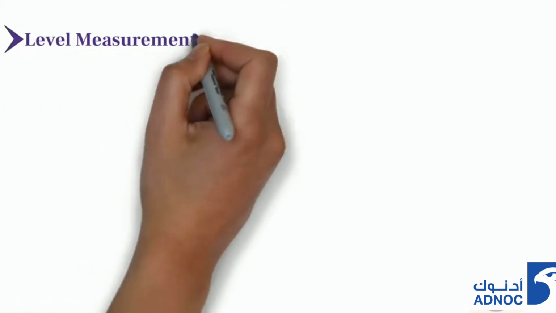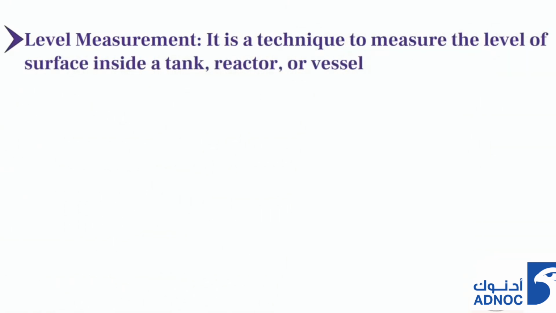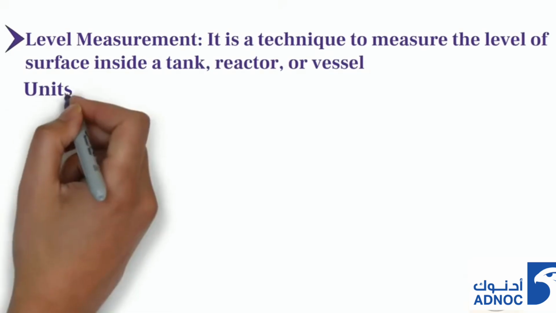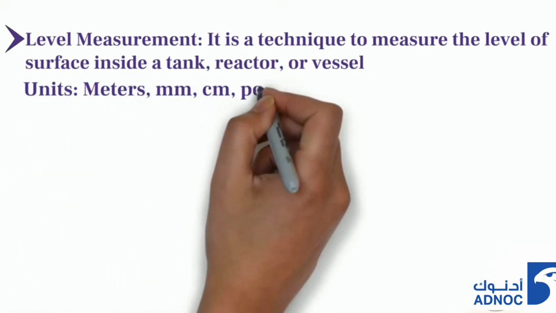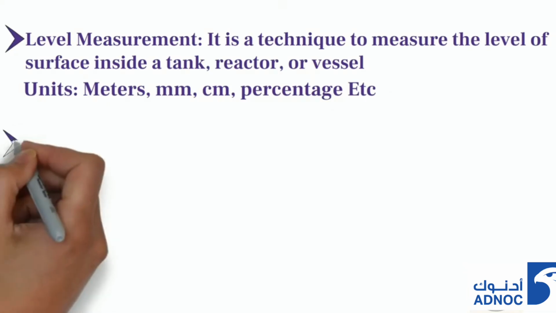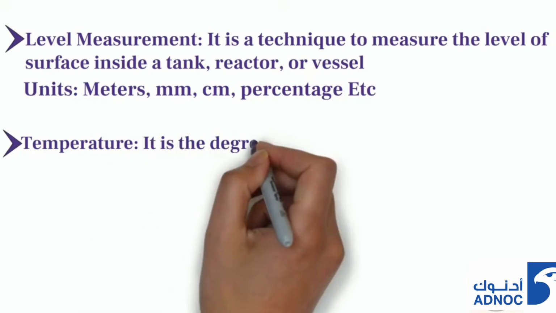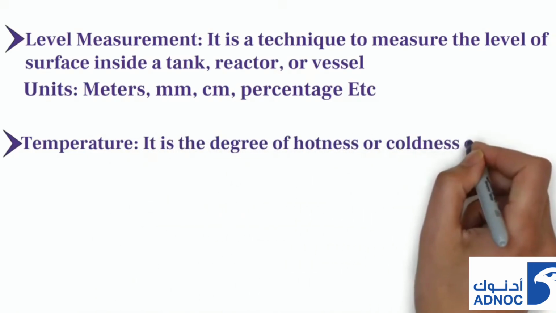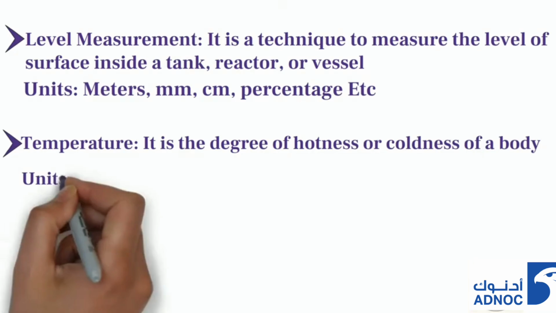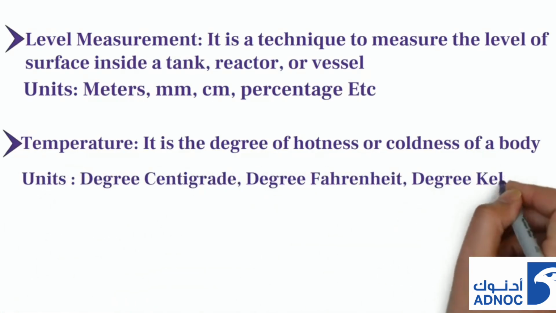Third type of process variable is level measurement. It is a technique to measure the level of surface inside a tank, reactor, or vessel. It is usually measured in meters, millimeter, centimeter, percentage, etc. Fourth type of measurement is temperature. It is the degree of hotness or coldness of a body, and it is usually measured in degree centigrade, degree Fahrenheit, degree Kelvin, and degree Rankine.